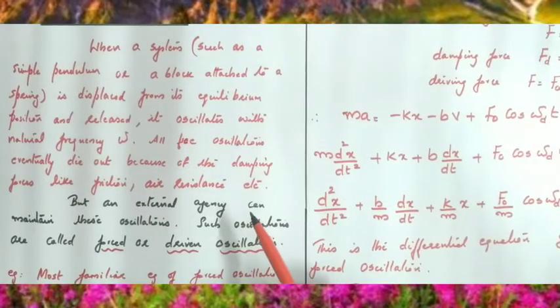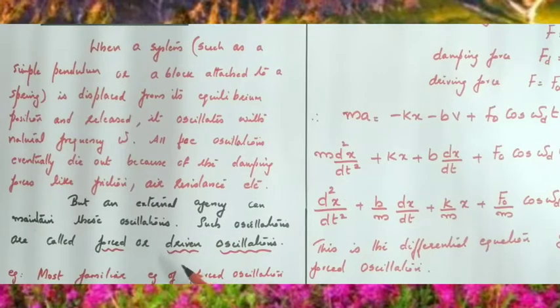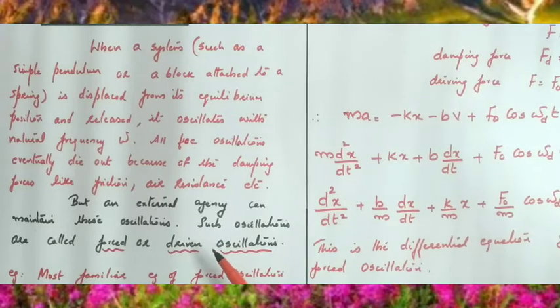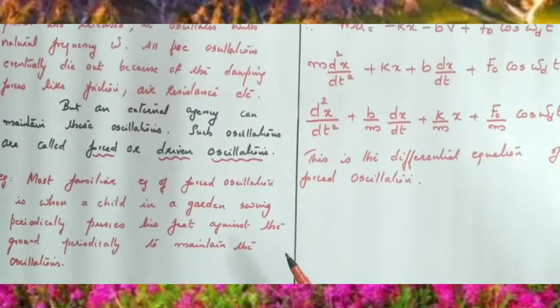But if an external force or external agency can maintain these oscillations, such oscillations are called forced or driven. Okay. So, if the amplitude decreases and an external force is given periodically, the amplitude can be maintained or it can be increased, and such oscillations are called forced or driven oscillation.